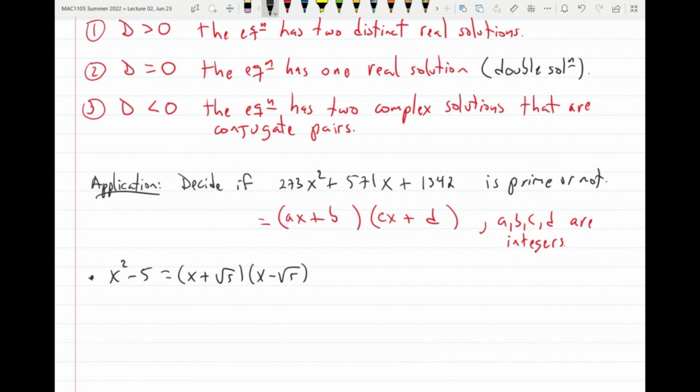Imagine that you could factor this, okay? You could factor this. What would be the solutions? So what would be the zeros here in this case? X equals what? What are the zeros? Negative b over a. And what's the other possibility? Negative d over c.